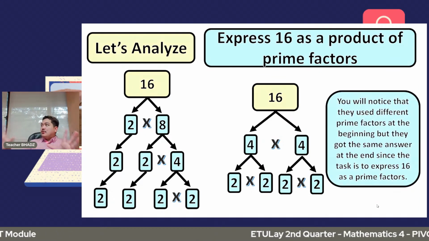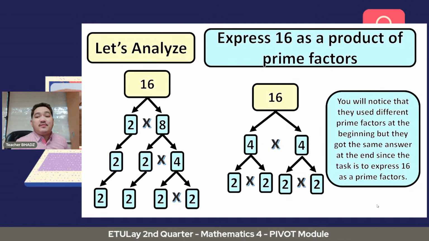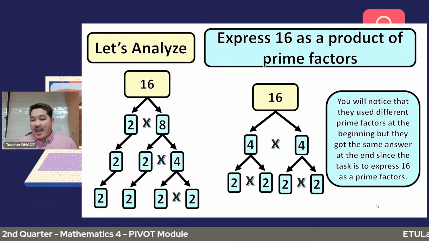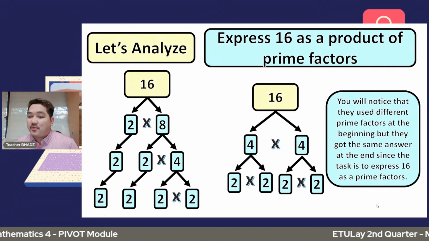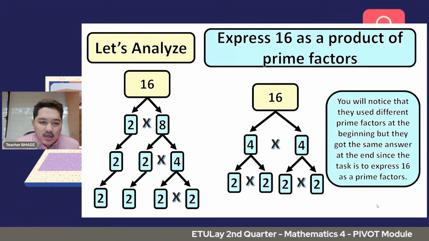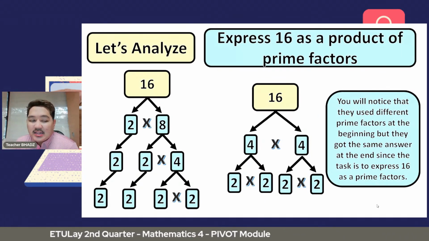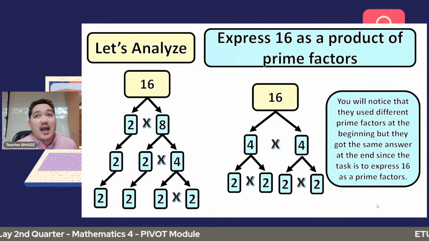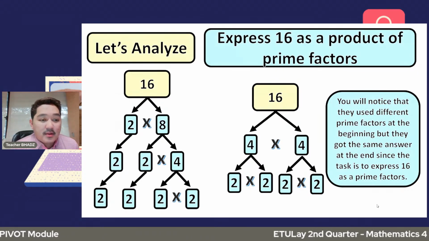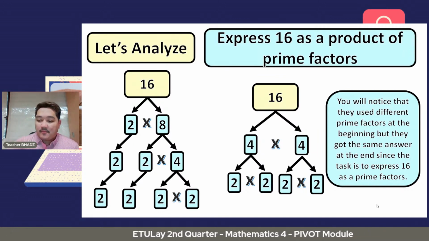If we're going to observe this, you will notice that they use different prime factors at the beginning, but they got the same answer at the end since the task is to express 16 as a prime factors. Sir, paano namin malalaman kung yan na? Kung prime na siya. Dapat ang makakapag-divide na lang sa kanya ay the number itself and 1. So tulad yan, nakakapag-divide siya 2 lang naman, saka 1. So, ayan na yung prime factors niya.